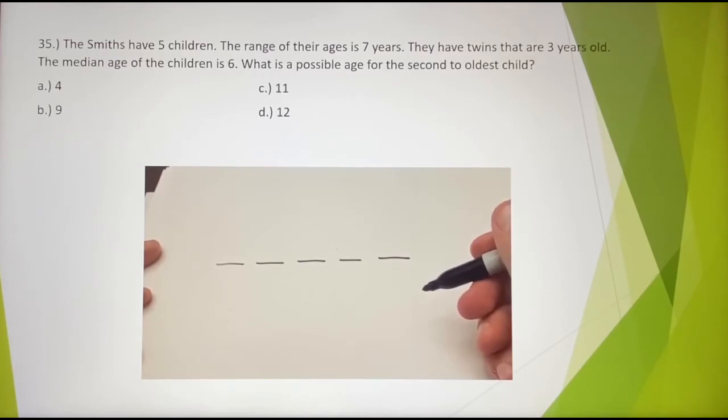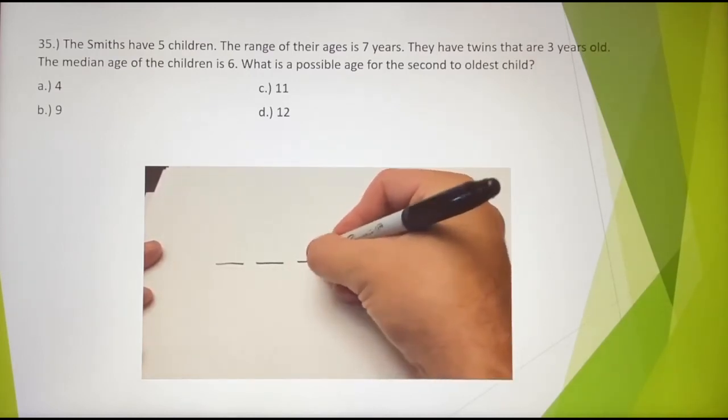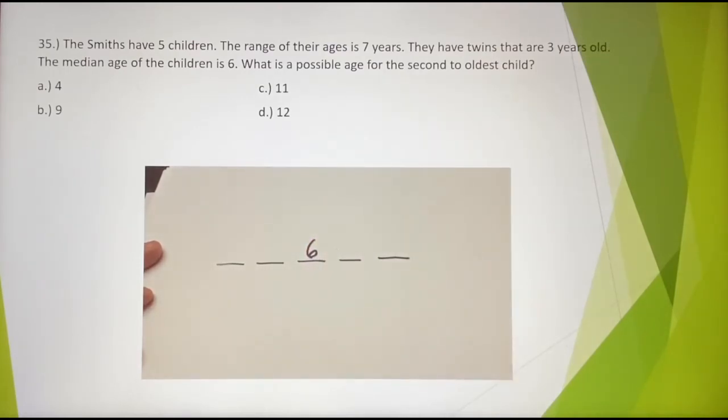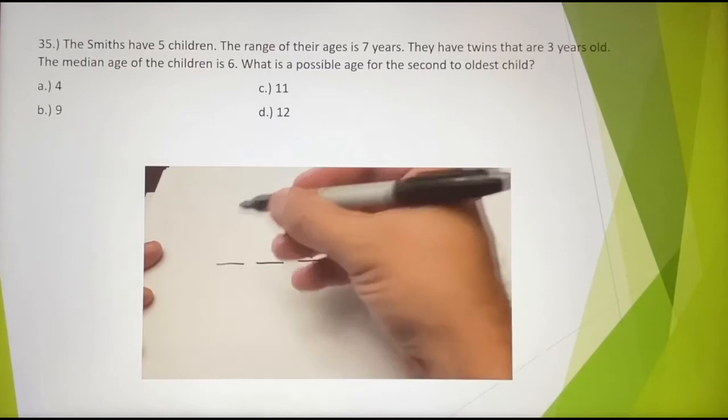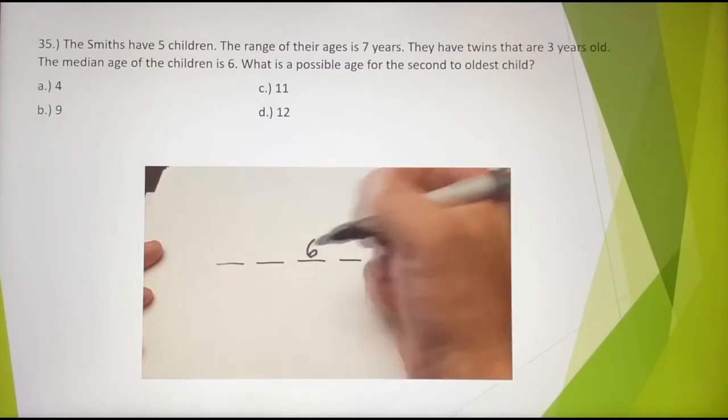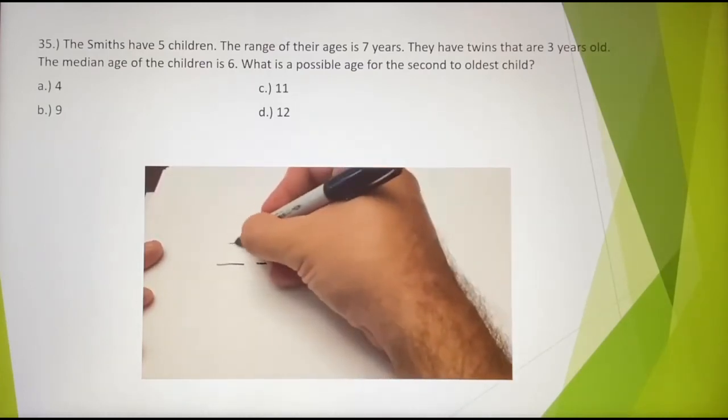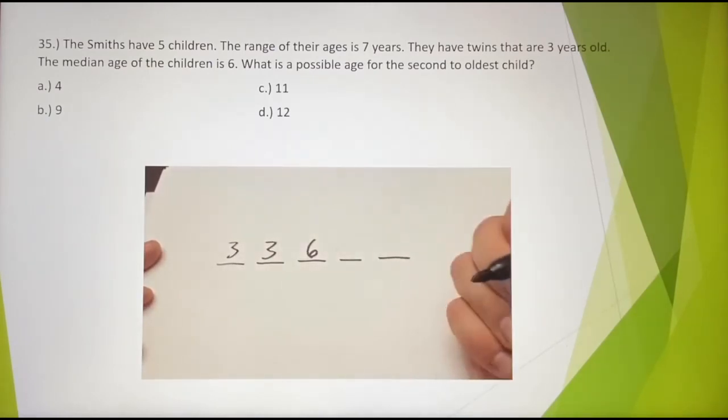The median age of the children is 6. Okay, we can do something with that. The median is the middle, so I'm gonna put that 6 right there in the middle. And now we can go back and say, if we know they have twins that are 3, we do have 2 spaces to the left of the 6, so we're gonna put those twins there.